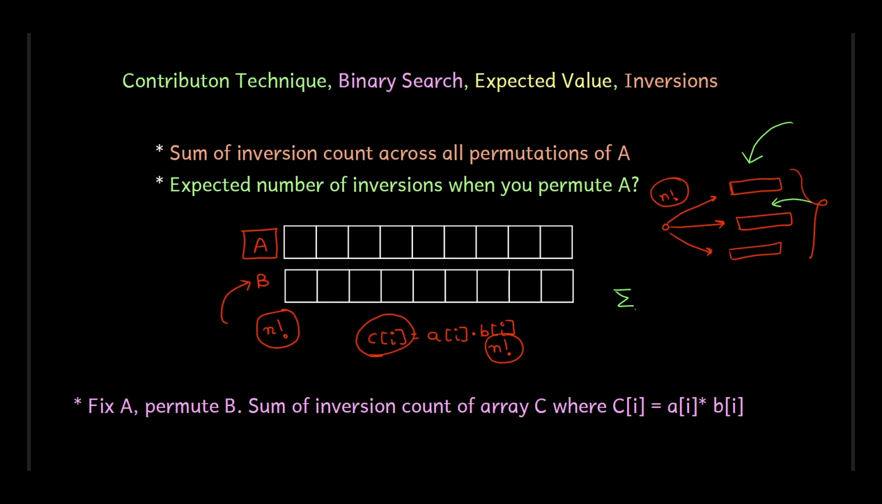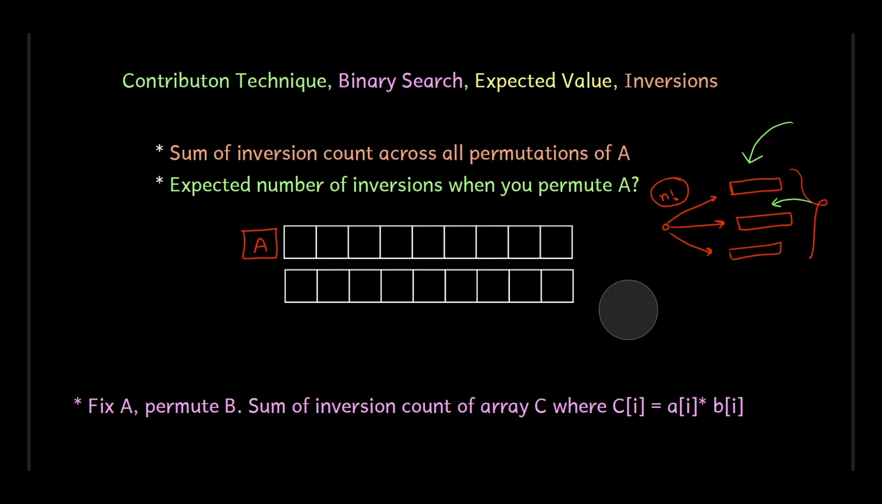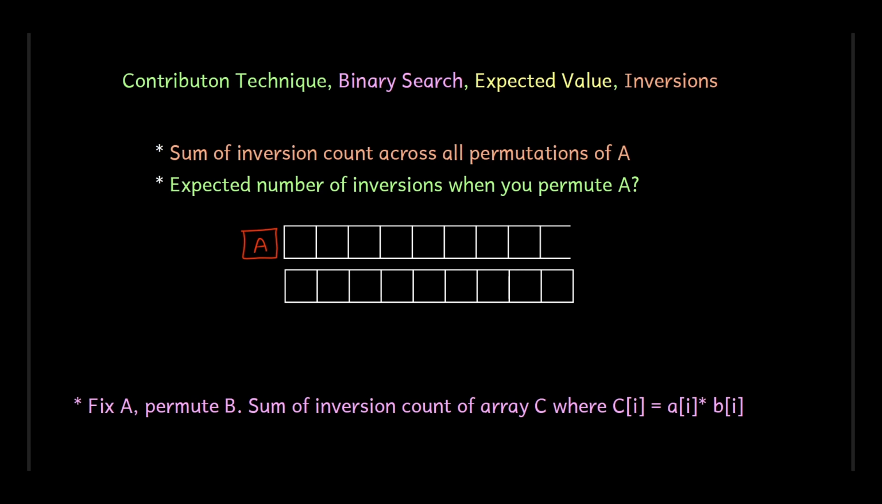And then if you want to make it even harder, you can say something like, given this array A and given this array B, what if you randomly permute this array B? Then the array that you get, which is C of I, which is again defined by AI into BI, what is the expected number of inversions that you will get in this array C that you have created? So these are the different variations of the problem that we will discuss in this video.